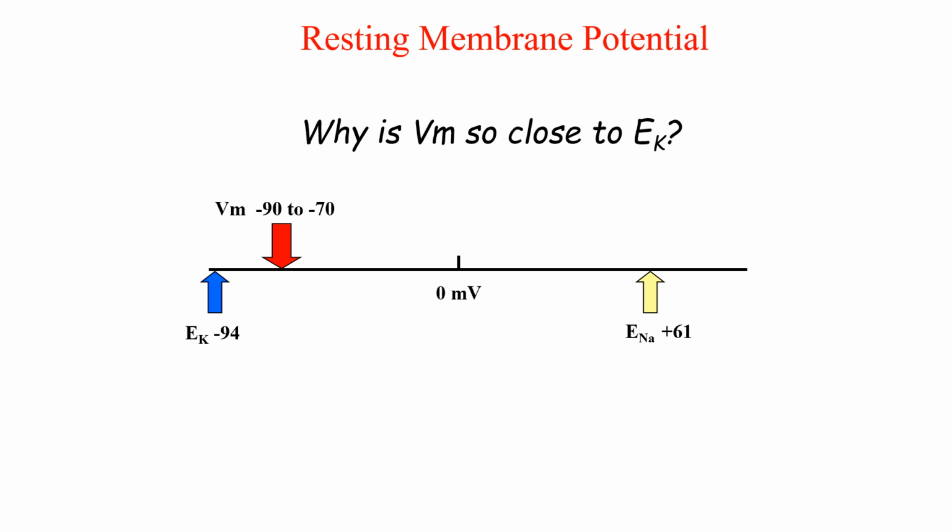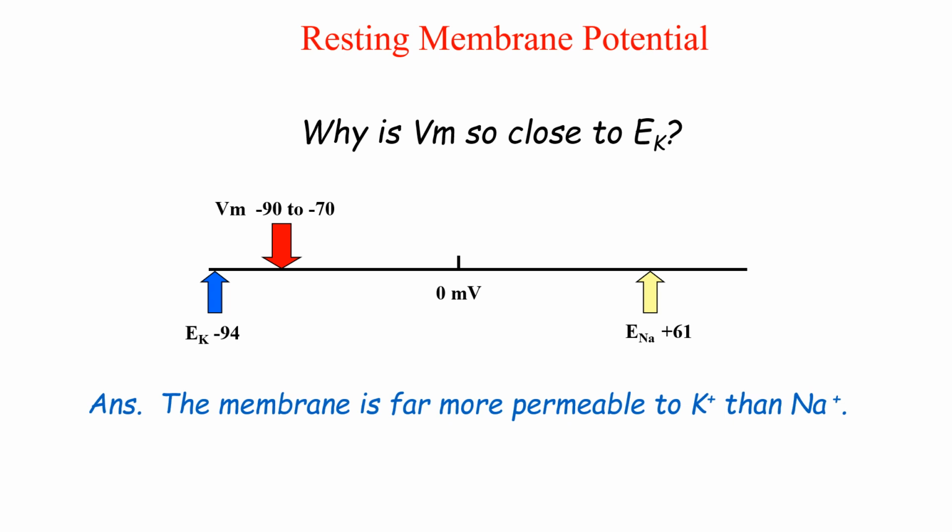Now the question is, why is this resting membrane potential, Vm, the potential across the membrane, so close to the diffusion potential of potassium? You can see here the red arrow is very close to the blue arrow depicting the diffusion potential of potassium as compared to that of sodium. Why is this so? It is because of the selective permeability of the membrane. The membrane is far more permeable to potassium than to sodium, so the resting membrane potential is closer to that of potassium.